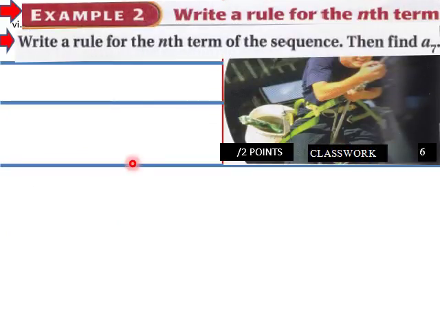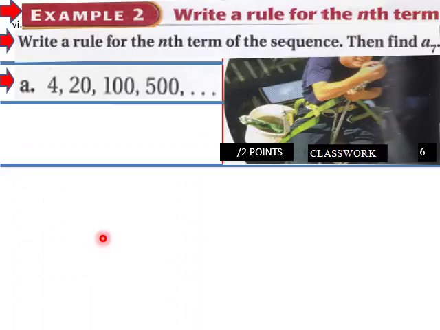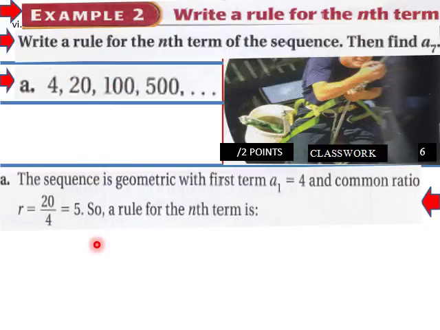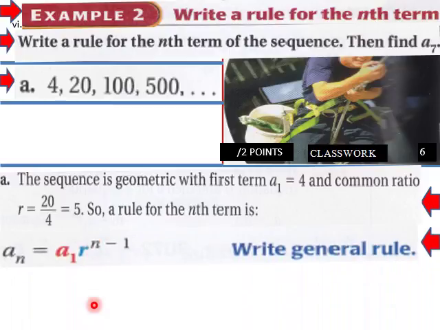Write a rule for the nth term for this sequence here. The sequence is geometric with first term a sub 1 equals 4 and a common ratio r equals 20 over 4, which is 5. So a rule for the nth term, we're told that this is geometric right up front. So therefore we can use this formula here.